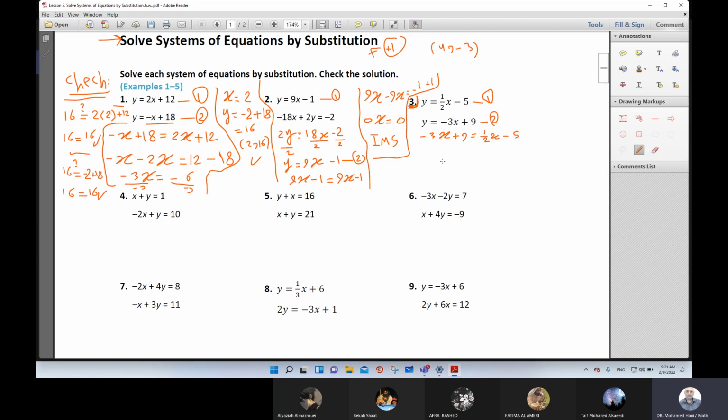The second step, combine the like terms in the same side. Take 1 over 2x in the second side to the first side. So we have -3x, -1 over 2x, equal, in the second side here we have -5, and 9 will be -9. So we want to add -3 with -1 over 2, or you can multiply the two sides by 2 to remove the fraction. It's up to you.